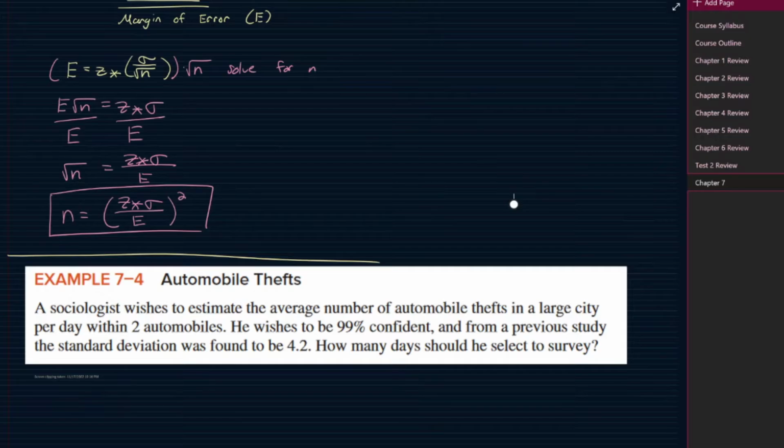So let's look at an example of using this formula to figure out how big of a sample size we need. It says a sociologist wishes to estimate the average number of automobile thefts in a large city per day within 2 automobiles. He wishes to be 99% confident, and from a previous study, the standard deviation was found to be 4.2. How many days should he select to survey?